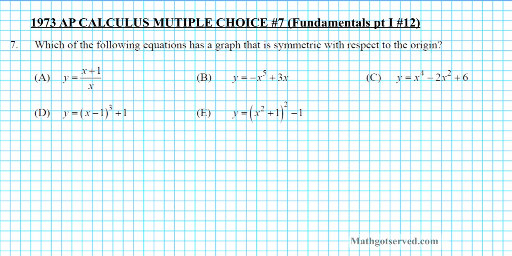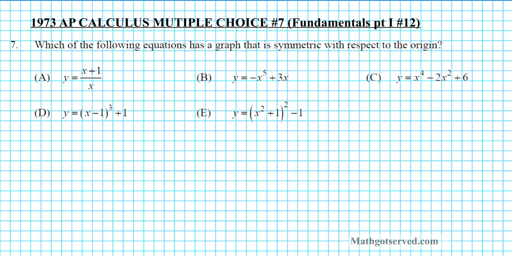Good day, students. This is number 7 of the 1973 AP Calculus Multiple Choice Review, problem number 12 of our Fundamentals Review series. So let's take a look at problem 7. It says, which of the following equations has a graph that is symmetric with respect to the origin?